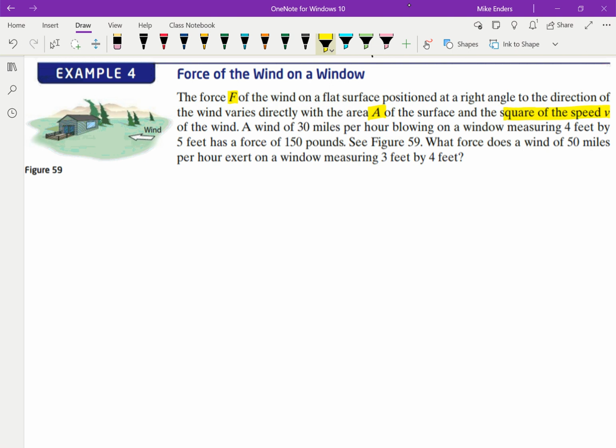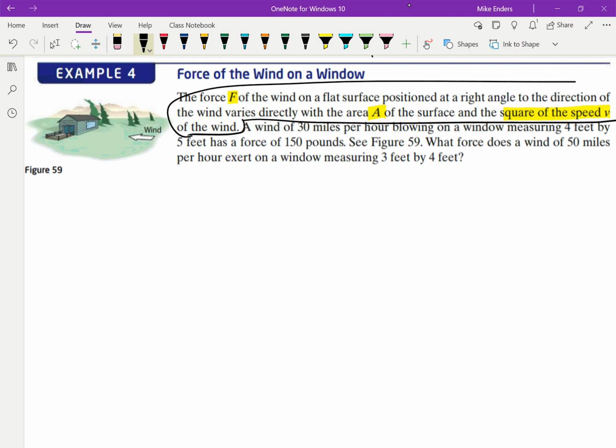So let's see, the square of the speed V, and then a wind of 30 miles per hour. Okay, so let's take a look here. This first part is going to give us our initial equation.